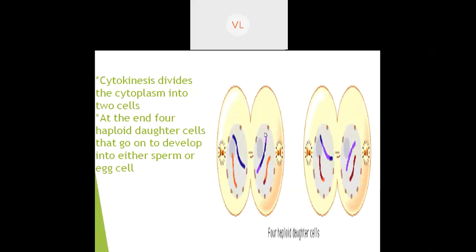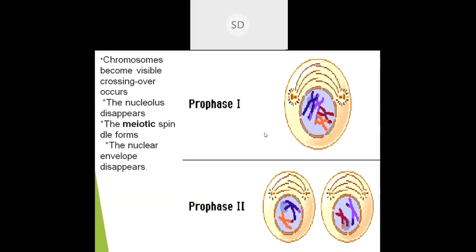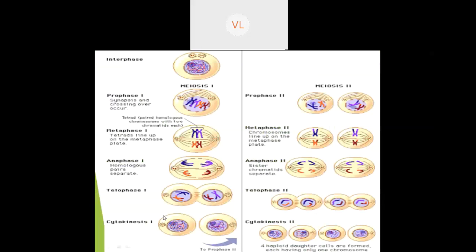Are you clear? Ma'am, repeat again. Which part? You can see in this diagram also. Cytokine. In the phase. Okay, this diagram is the overall one.